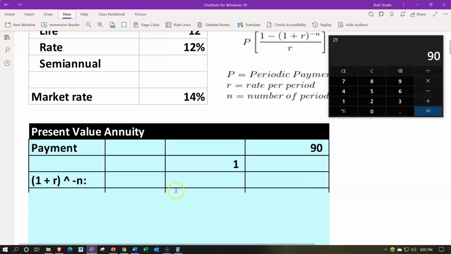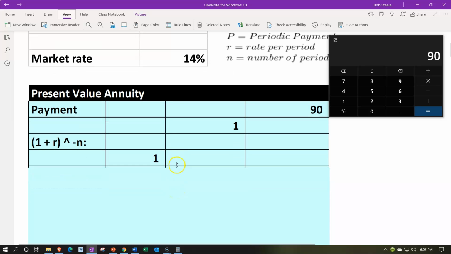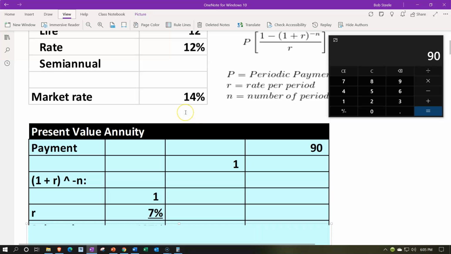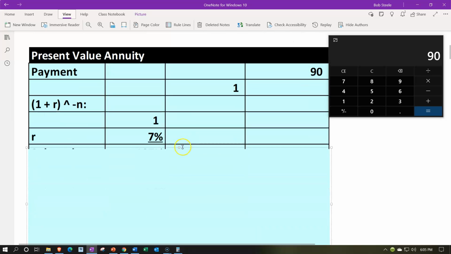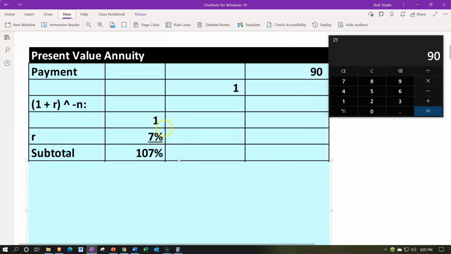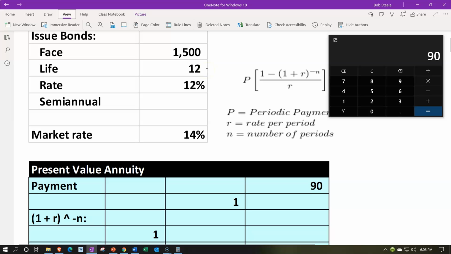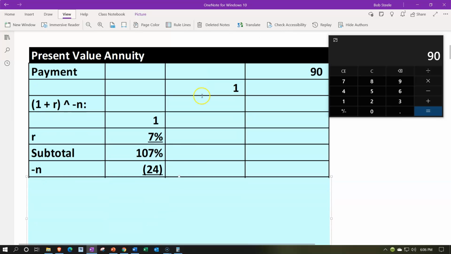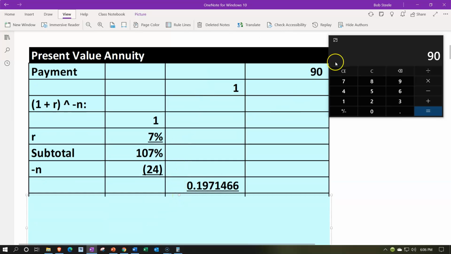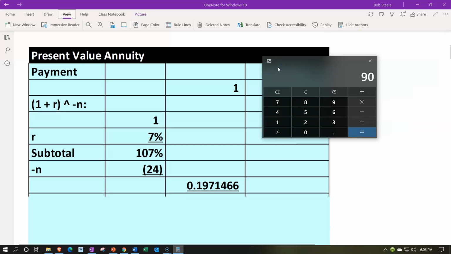We've got 1, and then 1 plus r to the negative n. 1 plus r is that 14%. Now we're talking the market rate, but divided by 2 because semi-annual. So that's the rate per 6-month time period. 1 plus 7% is 107%, or 100% plus 7%, or 1 plus 0.07. Then we take that to the power of the number of periods, which would be 12 if yearly annual payments, but it's semi-annual, so 12 times 2 is 24. So taking 1.07 to the power of negative 24 is 0.1971466. Let's go ahead and calculate that.